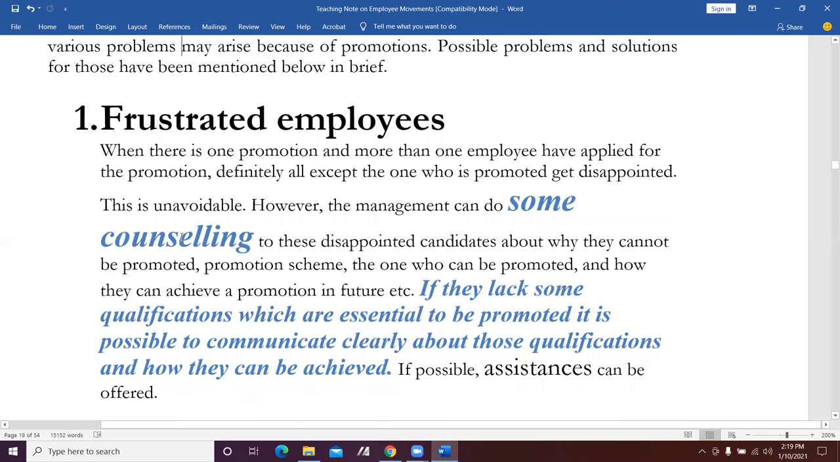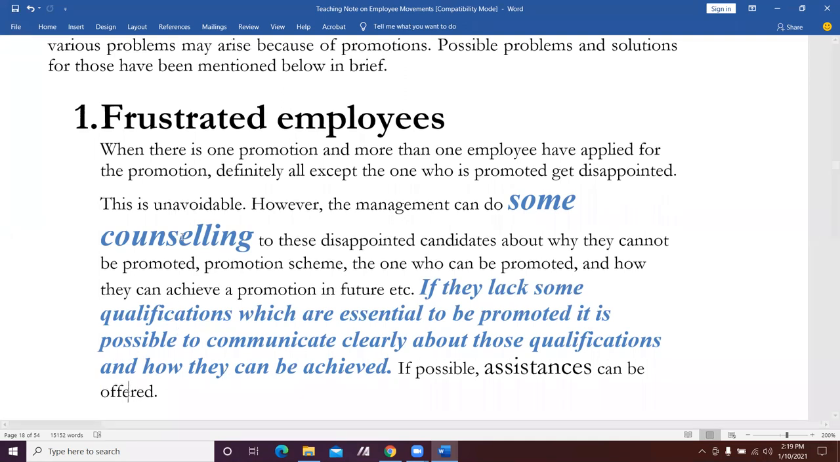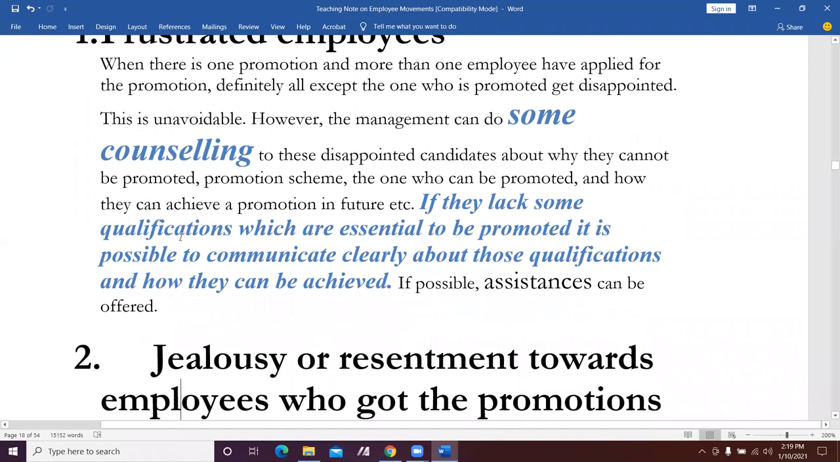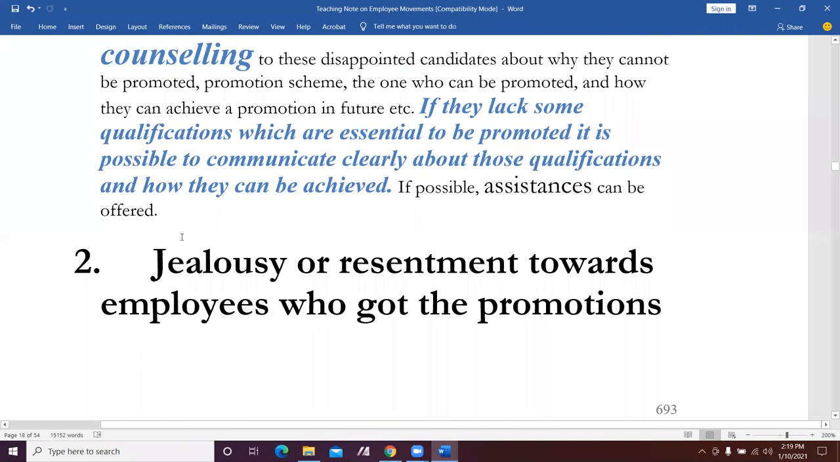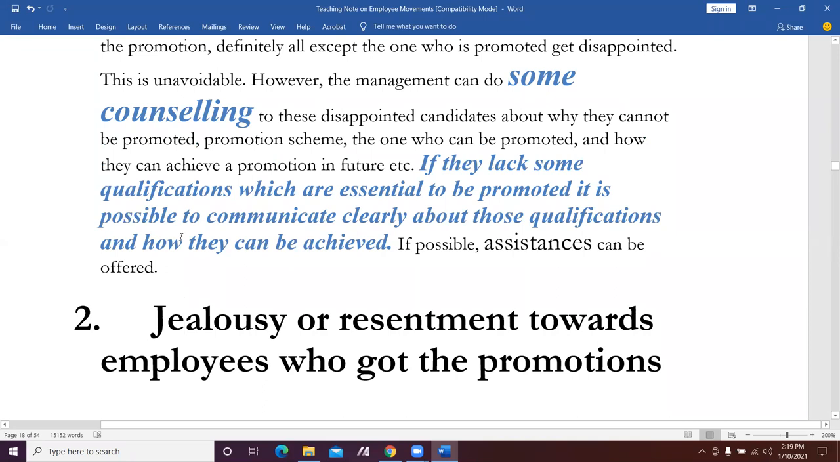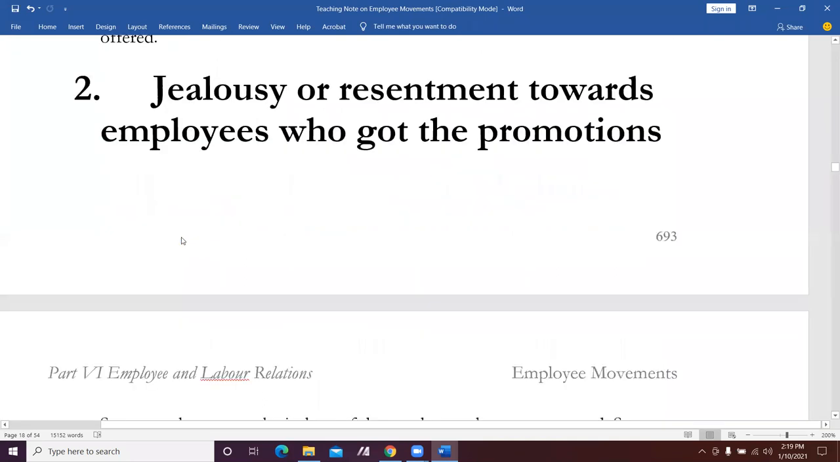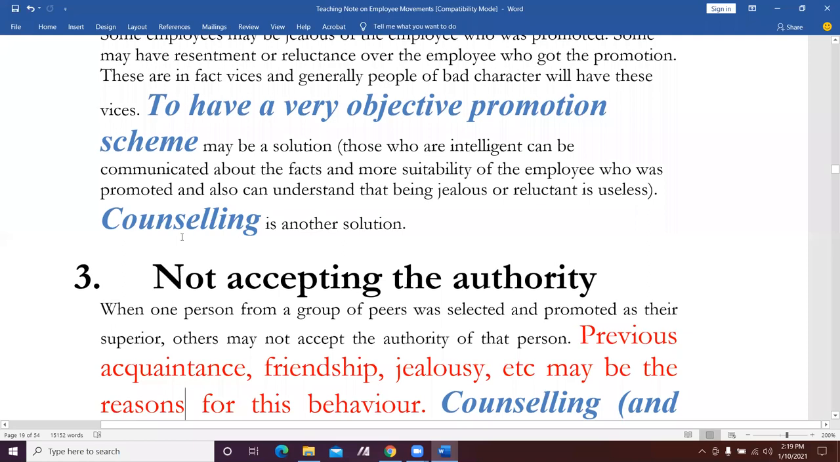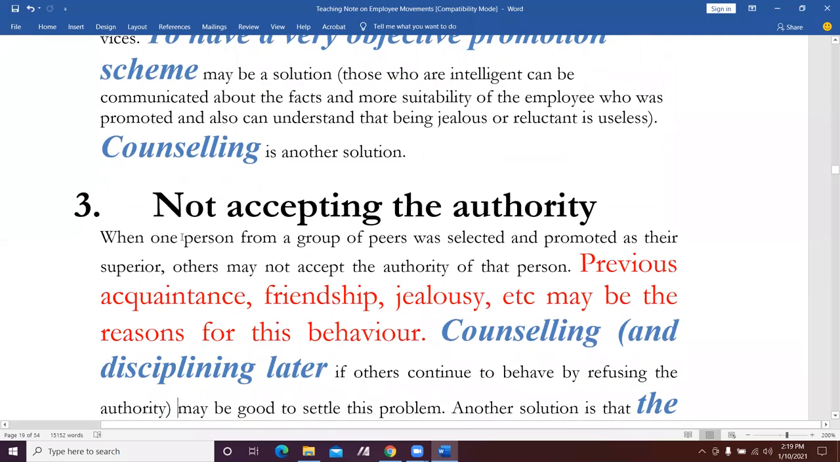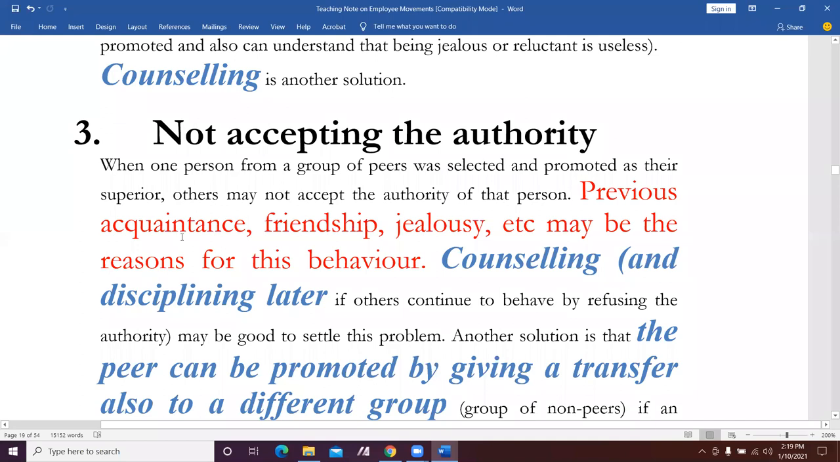So here, I have mentioned some counseling, not the objective scheme. But that is applicable to this one also. What I mentioned previously is correct, because I'm not teaching by memorizing. So even sometimes I don't follow what I have written here. Simply, I use my memory, my experience. Then, not accepting the authority. That's another special problem.